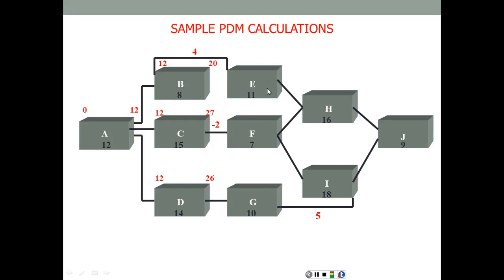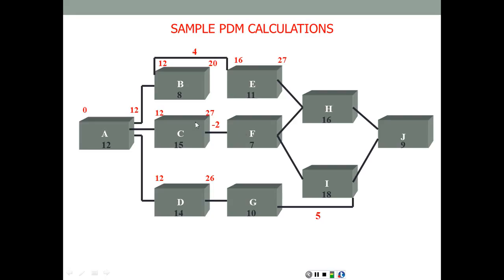Now, looking at the following activities, activity E has only one immediate predecessor, which is B. So from B, we're going to take the 12 to get the start of activity E. It's a relationship of start to start, but it has 4 days of lag. Therefore, the start of activity E is going to be 12 plus 4 days of lag, which is 16, with a duration of 11. It's going to end on day 27.